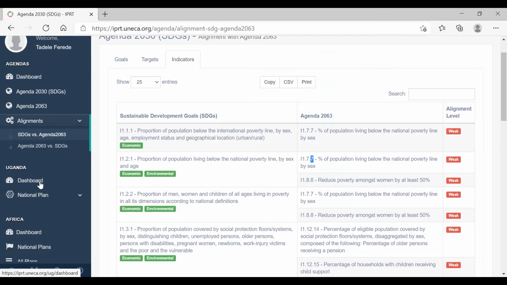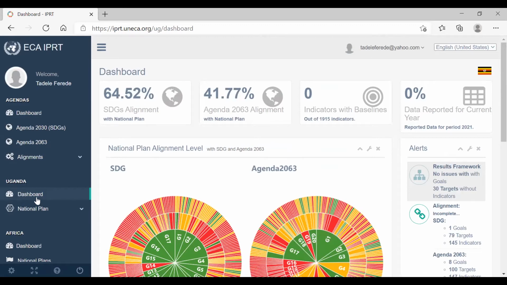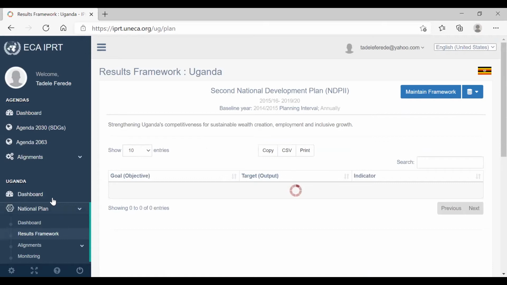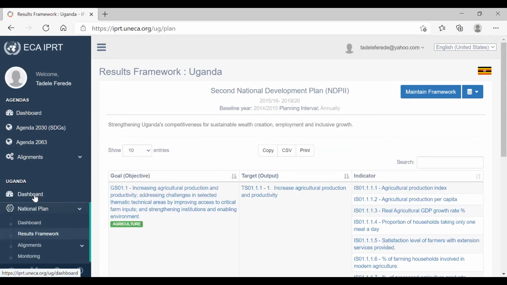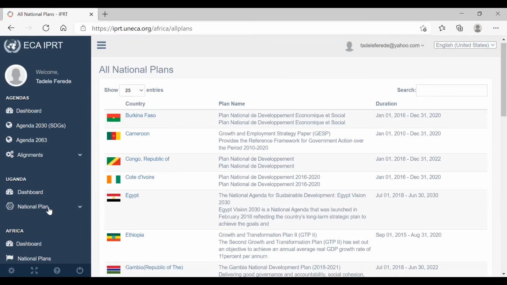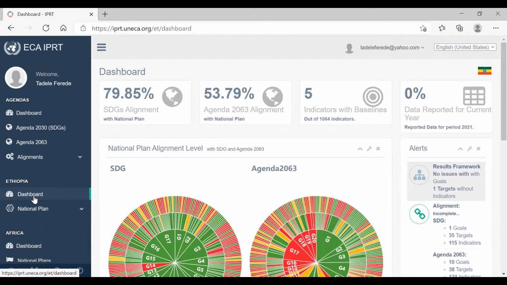Now, the second module is what we call the national module. We have this national module for countries, for example. This is for Uganda, right? You can choose, by the way, any country. For example, you can choose all plans, for example, for Ethiopia. If you like for Ethiopia, you have this dashboard.